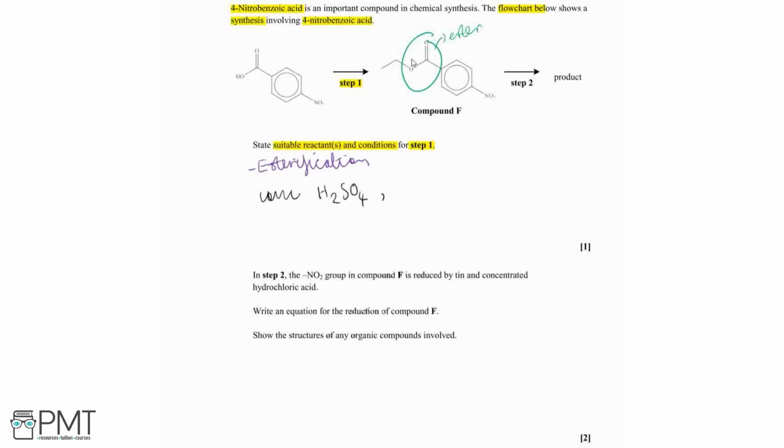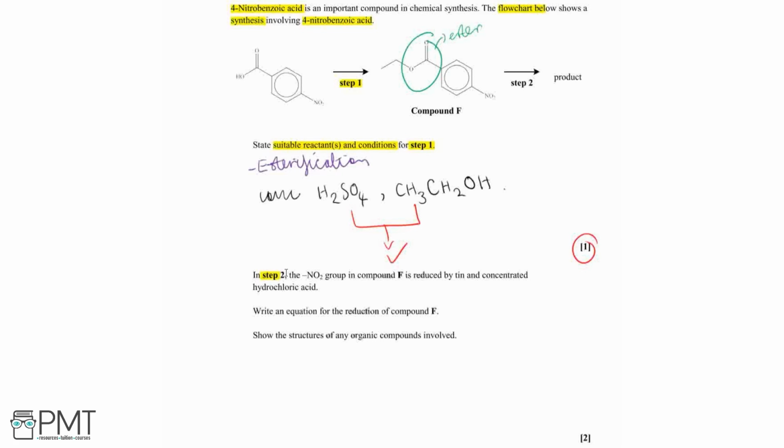And the alcohol we need is derived from this section. So we've got 2 carbons. Therefore, we're going to need ethanol, which has got the structural formula CH3CH2OH overall. And in order to get the mark for this question, you need to list both the sulfuric acid and the ethanol in order to get that 1 mark overall. So you need both of these for the mark for this part.